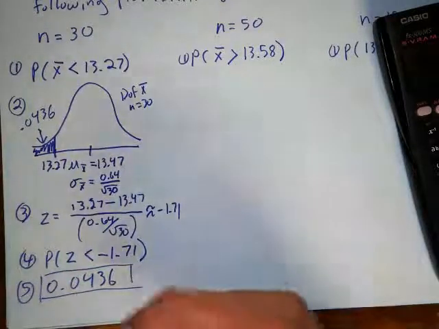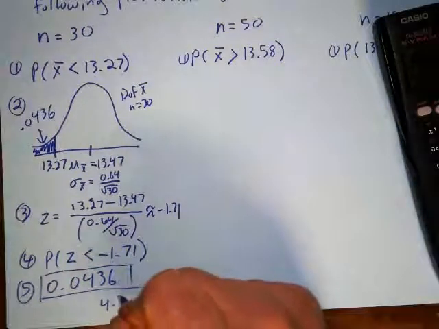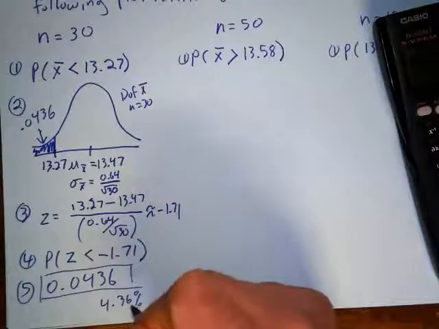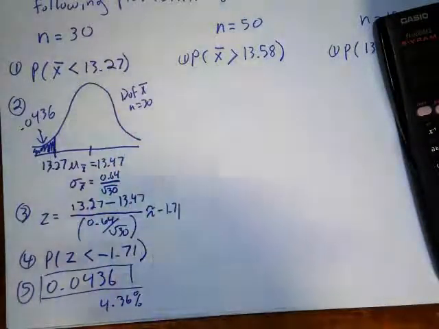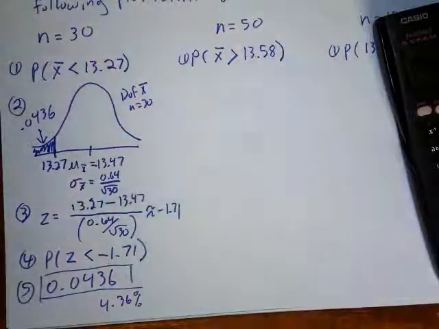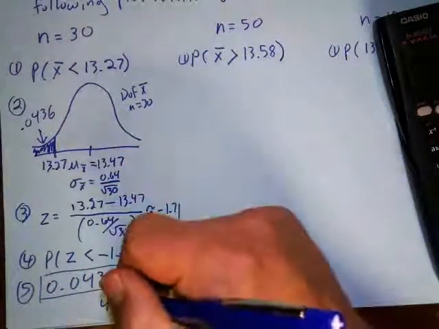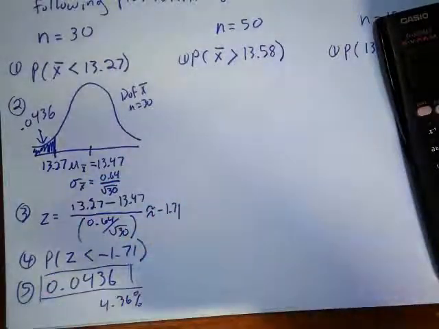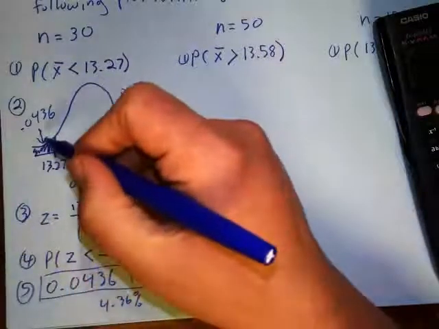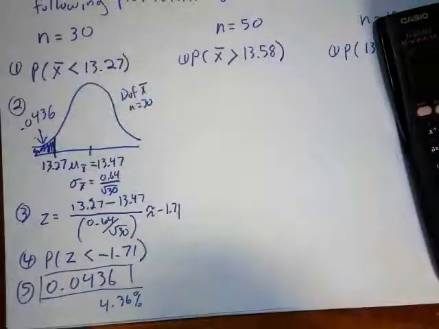Another way you can think of this is 4.36% of all the means that you could draw out of the population, or I should say 4.36% of all the samples you could draw out would have a mean less than 13.27.